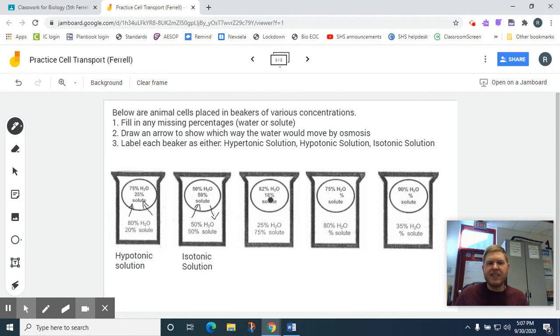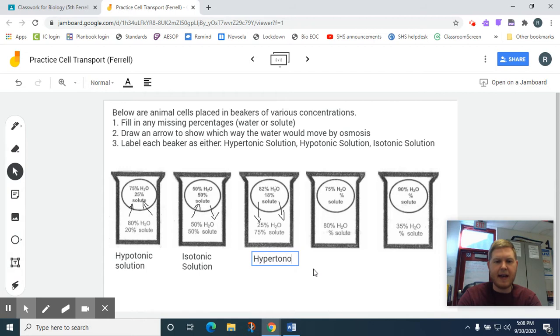All right, moving on to the third example. So we have 82% water on the inside, we have 25% water on the outside. So the higher areas up here, so we're going to draw the direction of the lower water. Okay, so it's going to go from 82 to 25, high to low concentration. So if I think about this one, okay, water goes out of the cell because I see two arrows going out of the cell. That means my cell is going to get smaller. That means it is, if it's small, it's going to be hypertonic, kind of like that hyper kid.